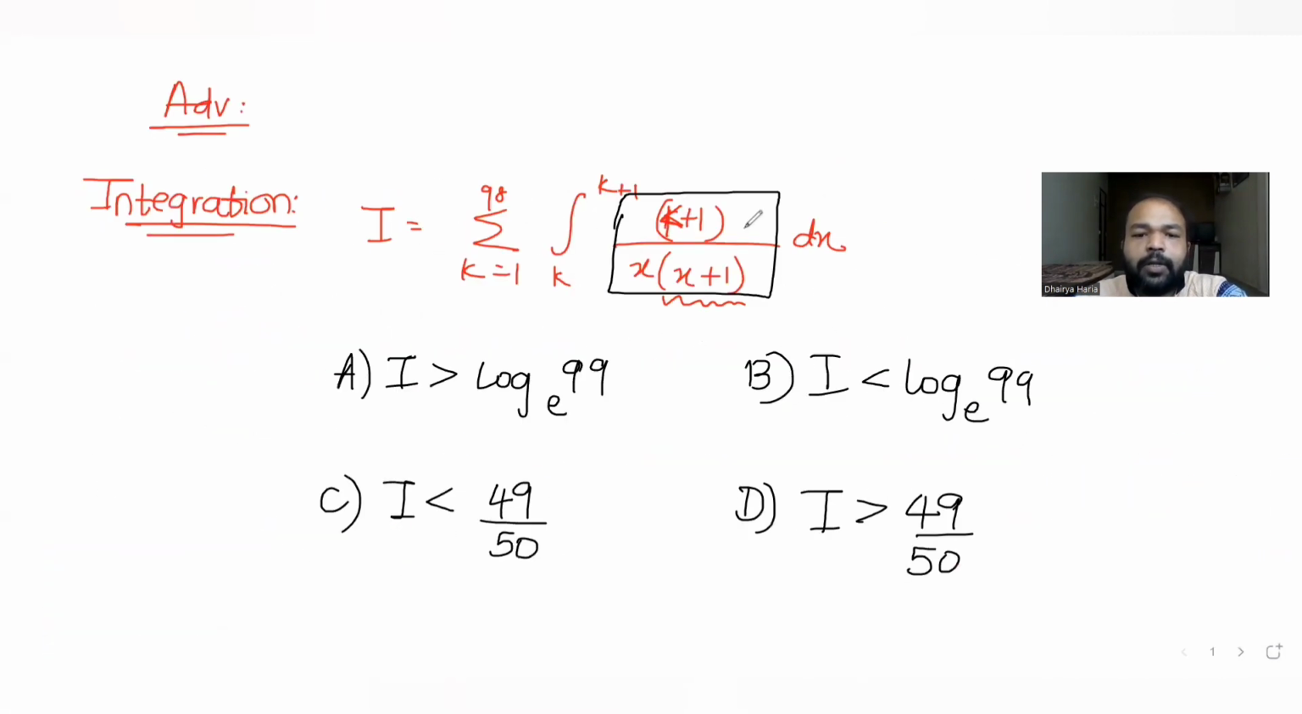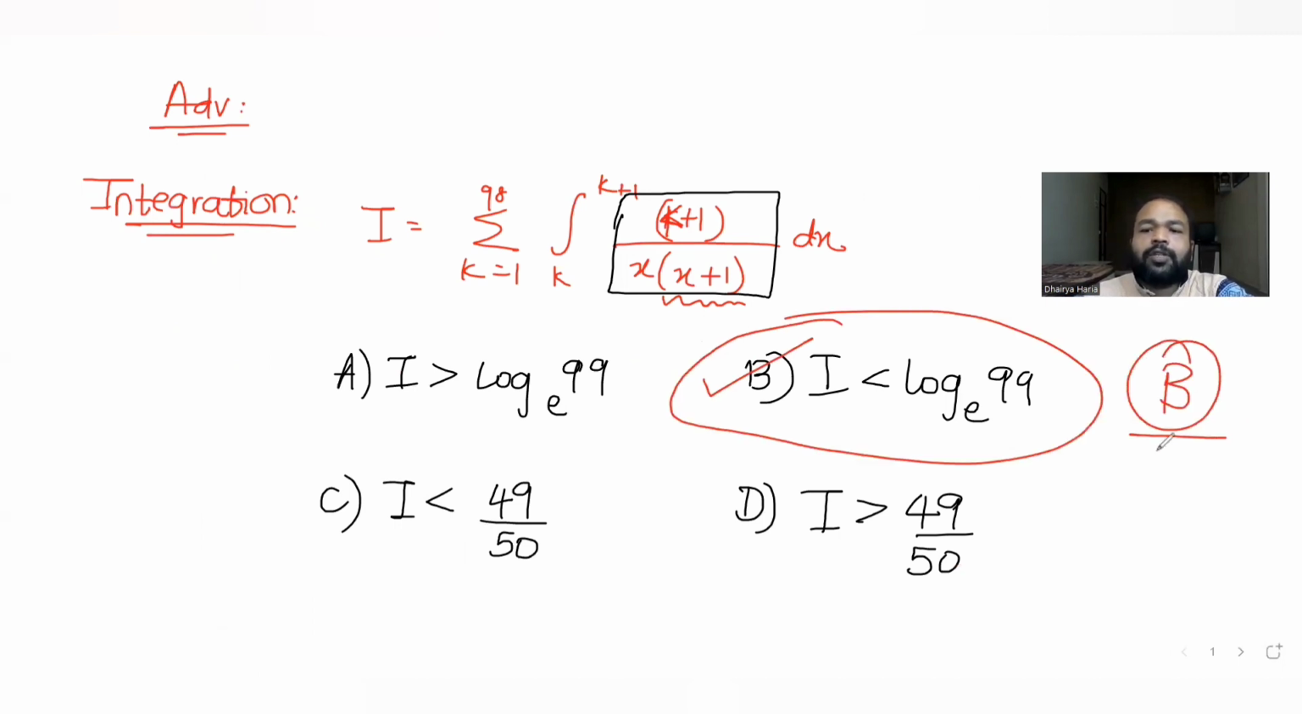So out of the first two options, we get our correct answer here, that I is lesser than log of 99 to the base e. So the correct answer for this question is B.